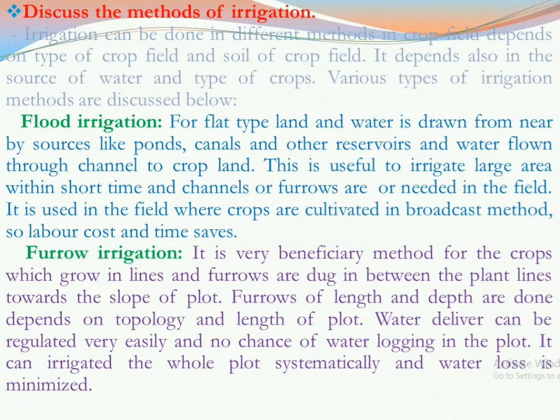Water can be delivered and it is very easy to regulate, and there is no possibility of waterlogging in the plot. It can irrigate the whole plot systematically, and water loss is minimized following this irrigation method.